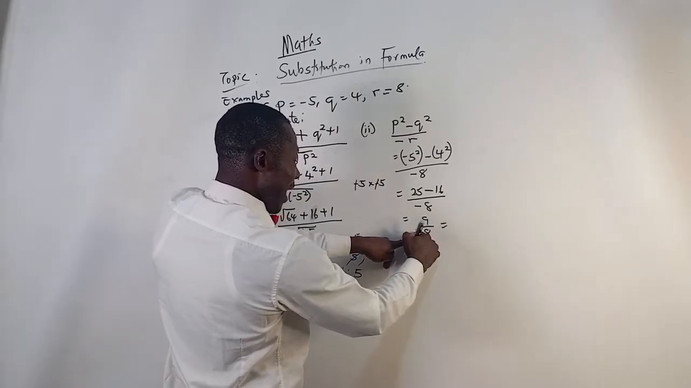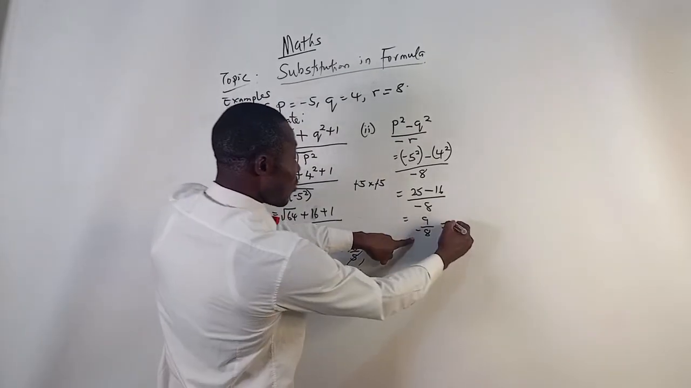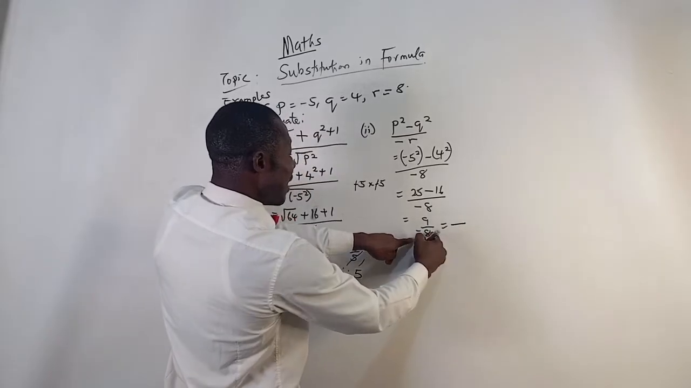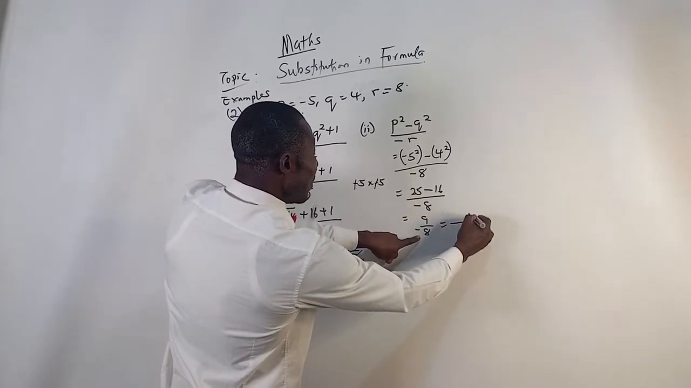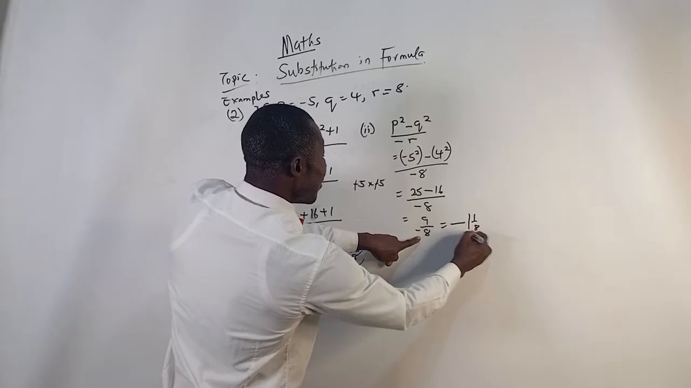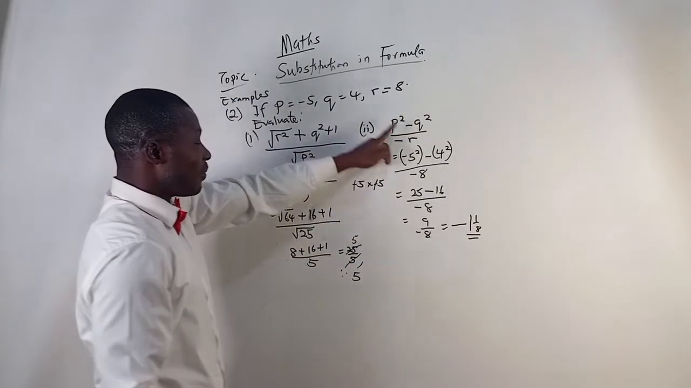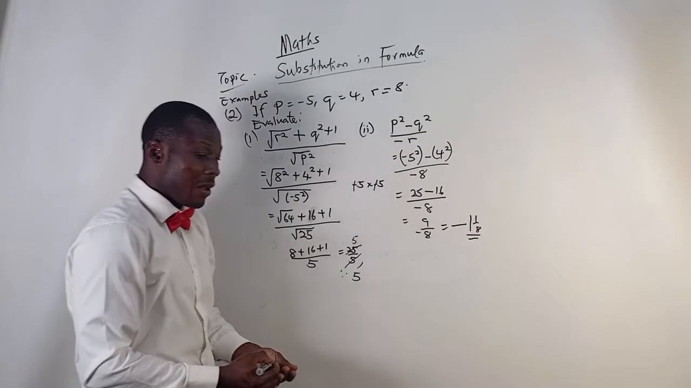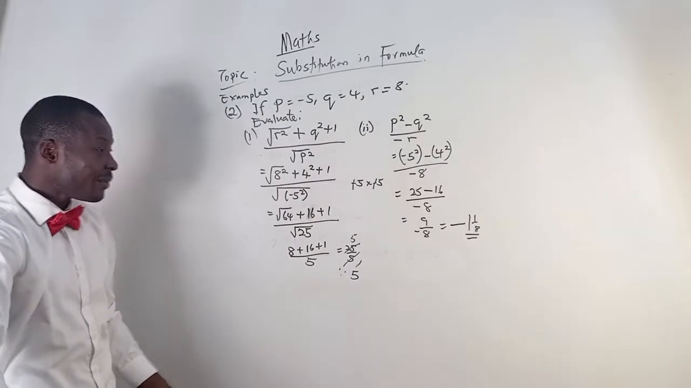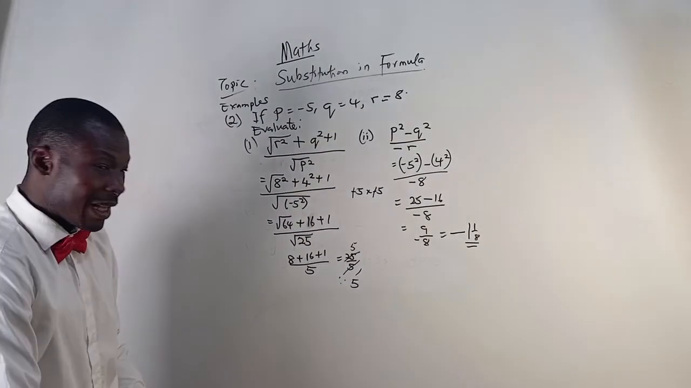This one will give, there's a minus there. This minus will affect our final answer. So our answer will carry minus into 8 here will give us 1, remainder 1 over 8. So the value of this expression is equal to minus 1 and 1 over 8. Let's take another example.